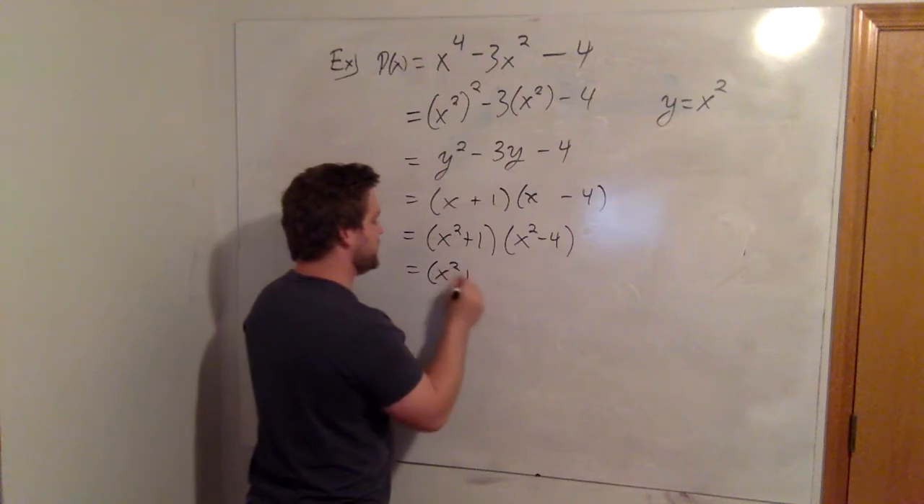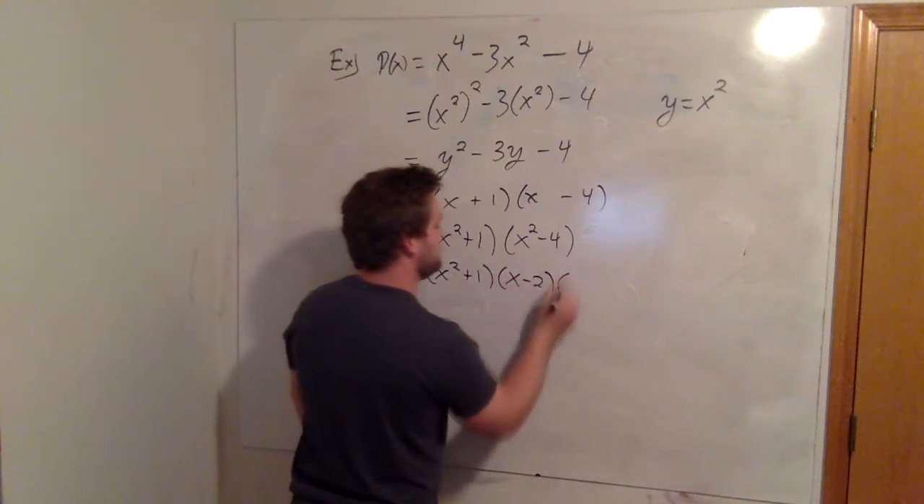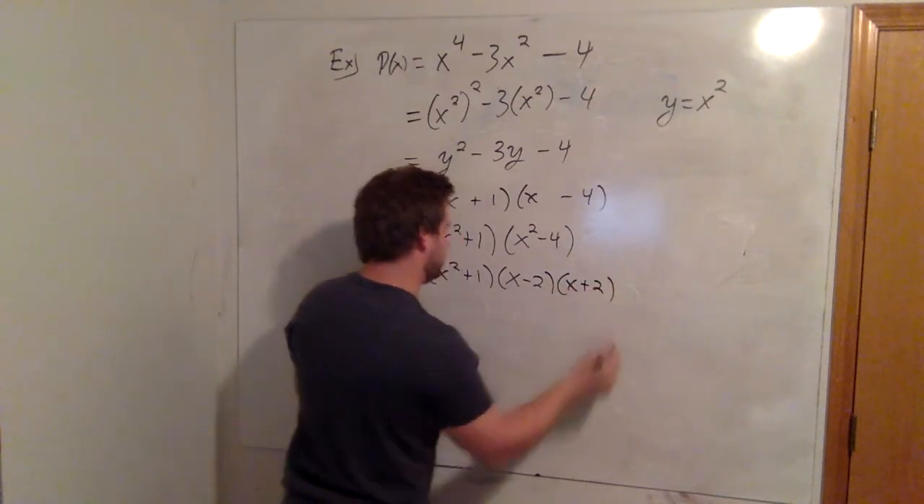Well, we have x squared plus 1. And x squared minus 4 is a difference of squares that factors to x minus 2 times x plus 2.